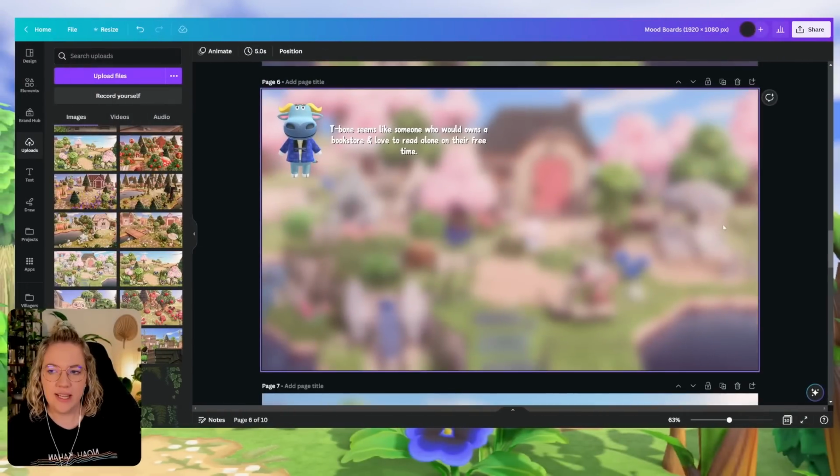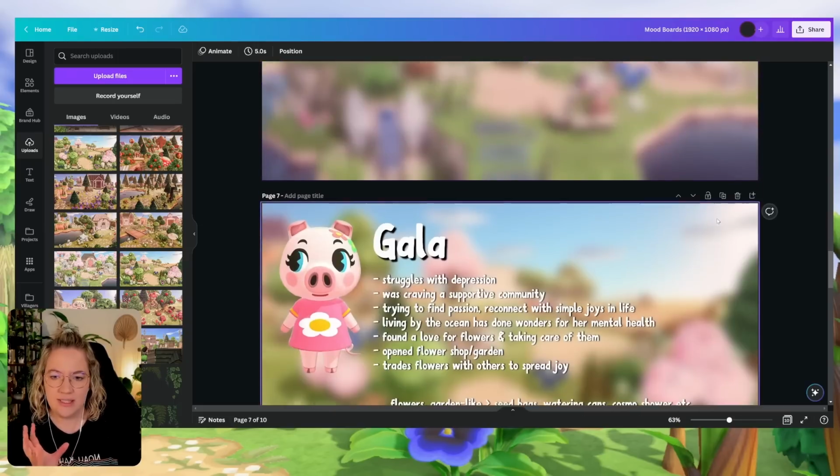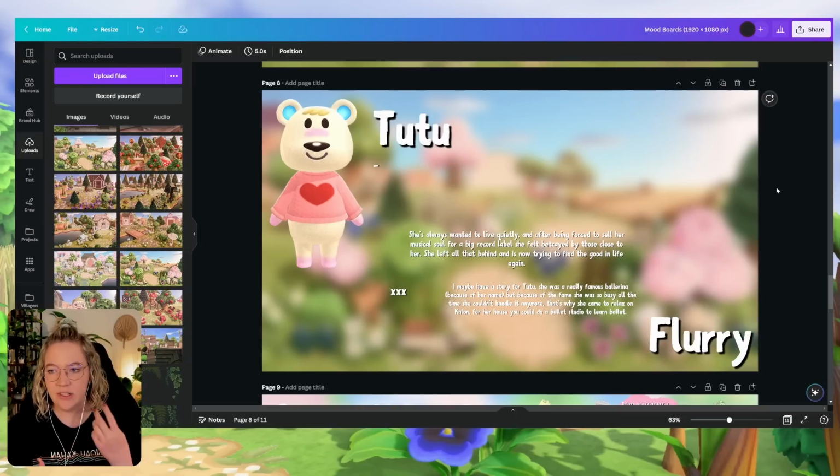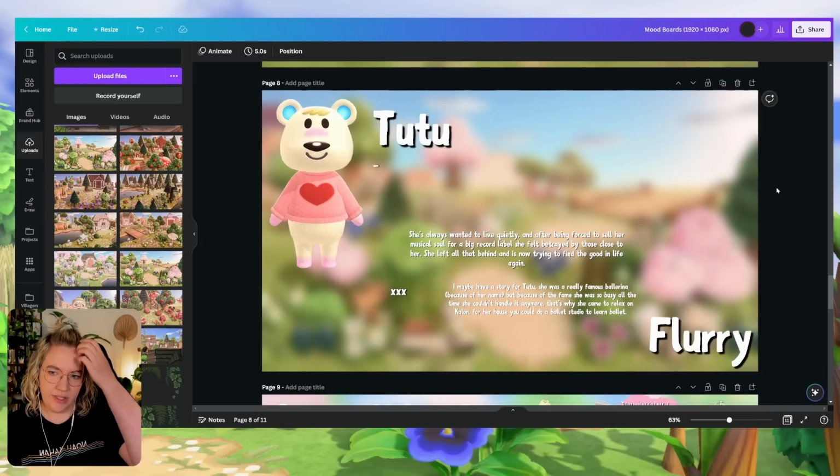All right, so the next ones I think I want to do are Tutu and Flurry. They're going to live together, living close to each other, so I feel like we're going to put them both on the same page. Okay, let's start with Tutu. So for Tutu, I actually got a few different ideas and recommendations.